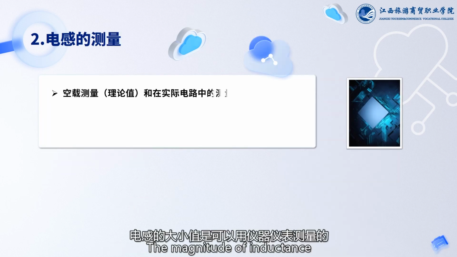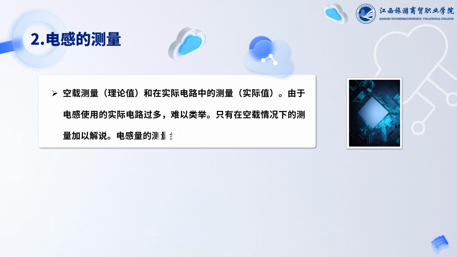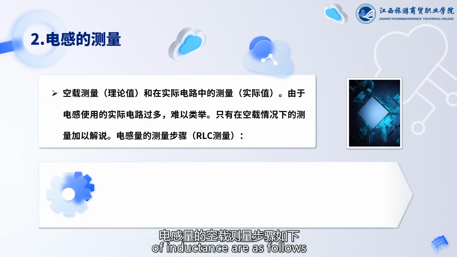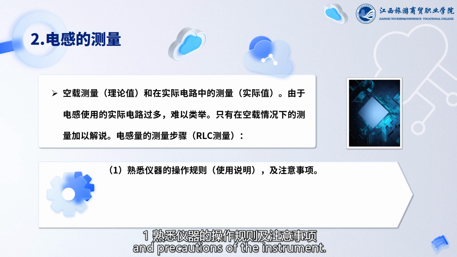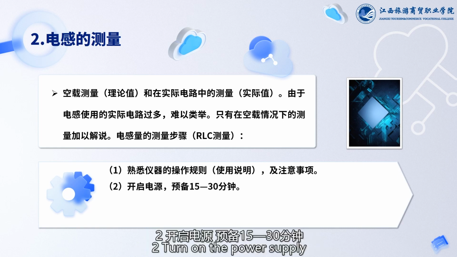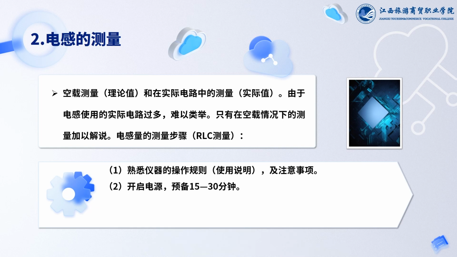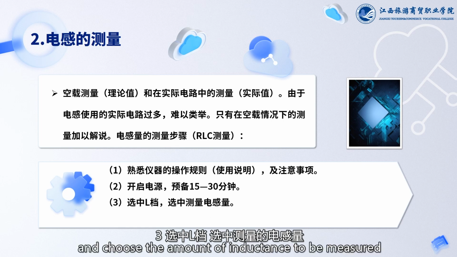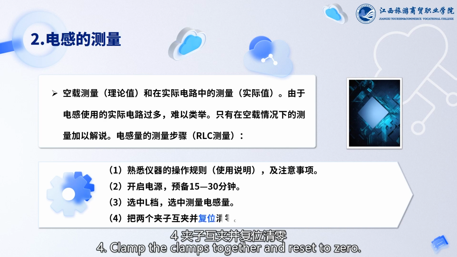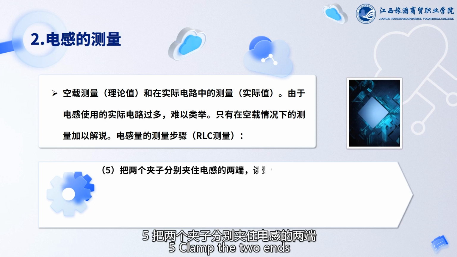The magnitude of inductance can be measured by instruments. The no-load measurement steps of inductance are as follows. 1. Familiarize yourself with the operating rules and precautions of the instrument. 2. Turn on the power supply and wait for 15 to 30 minutes for preparation. 3. Select the L gear and choose the amount of inductance to be measured. 4. Clamp the clamps together and reset to 0. 5. Clamp the two ends of the inductor with the two clamps.